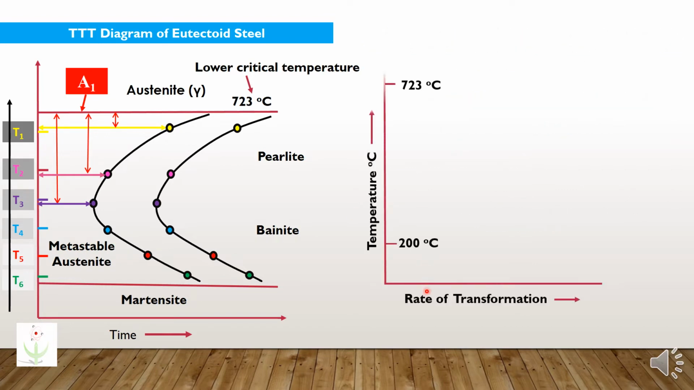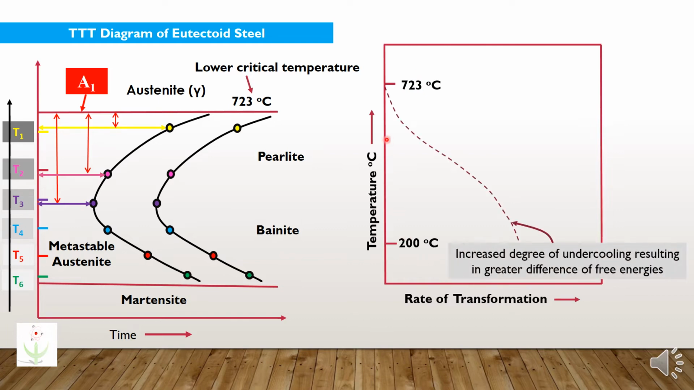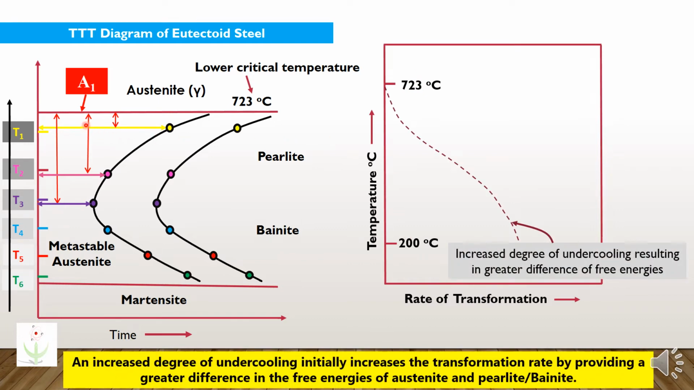If we plot the rate of transformation with respect to temperature, then we can see that an increased degree of undercooling initially increases the transformation rate by providing a greater difference in free energies of austenite and pearlite or austenite and bainite.